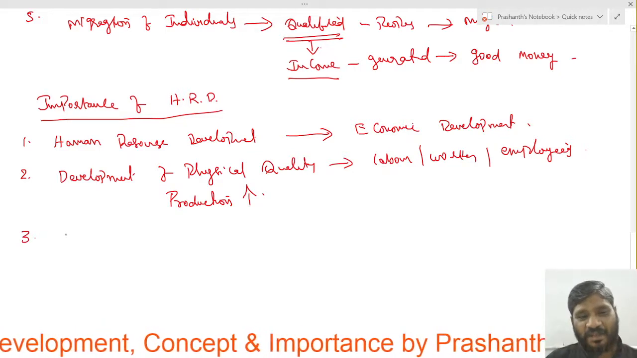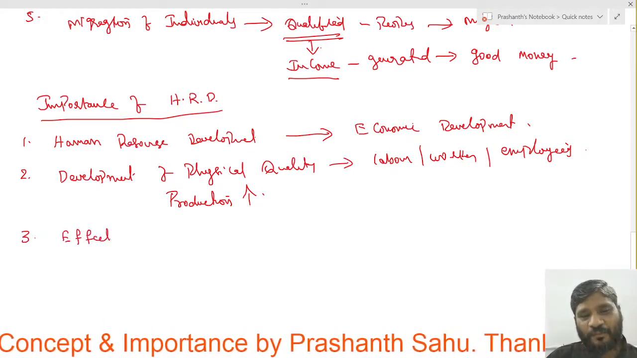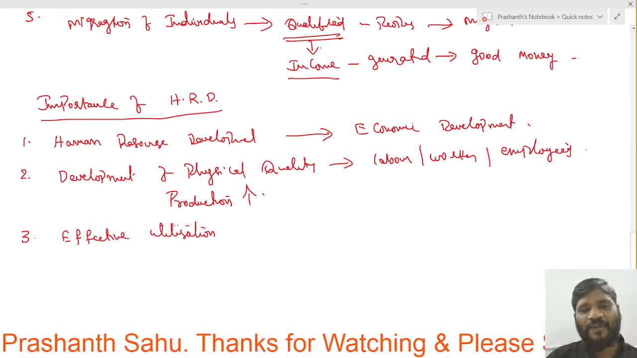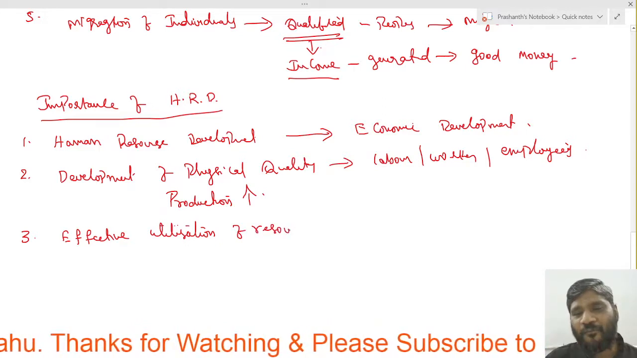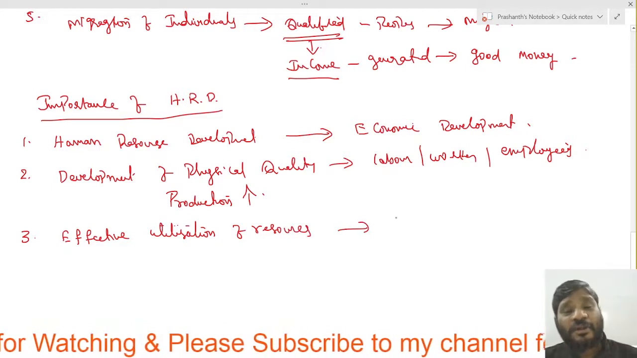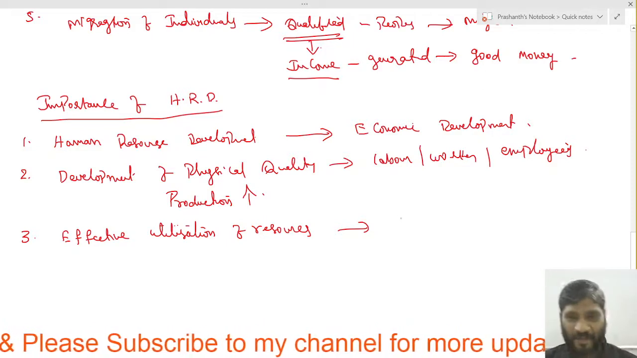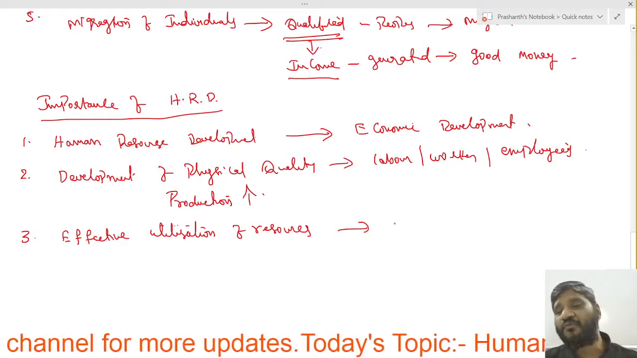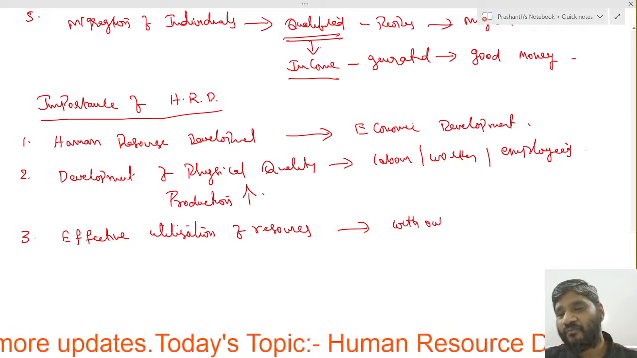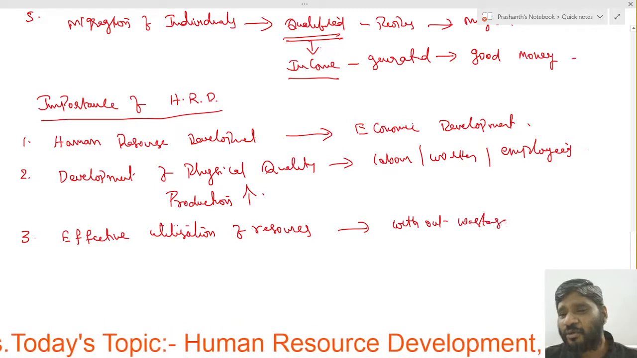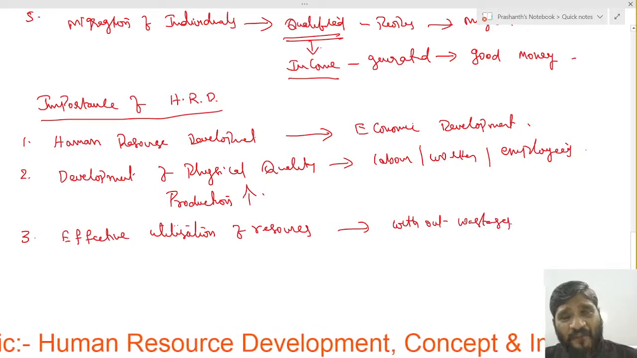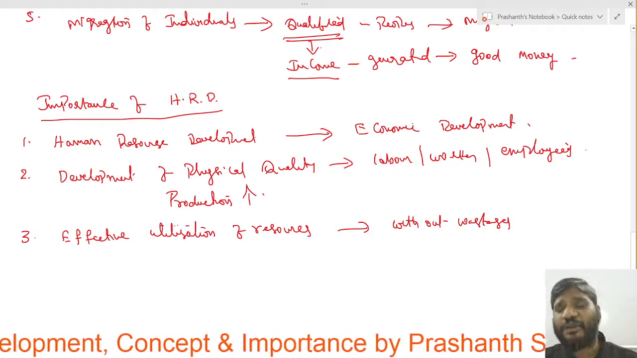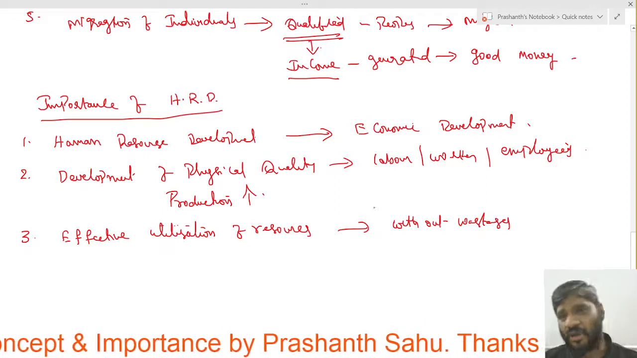Okay, next, number 3, that is effective utilization of resources. Due to good human resource development, we can effectively utilize the resources without wastage. You know, the resources are scarce and we have to use them without wasting them, right? And here we see perfect utilization of resources.